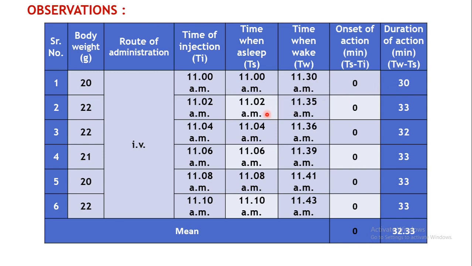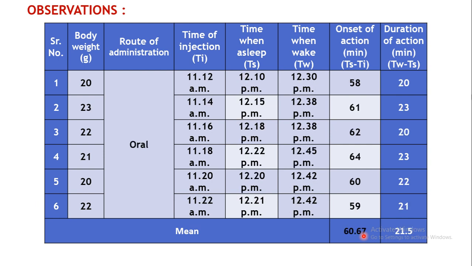In case of the second animal, it is 33 minutes. Third, it is 32, then 33 and 33. So the average duration of action is 32.33 minutes and the onset of action is 0 minutes. So it acts very quickly.